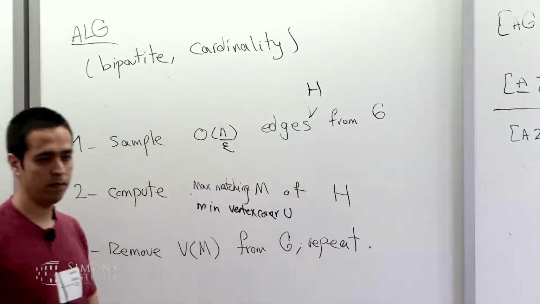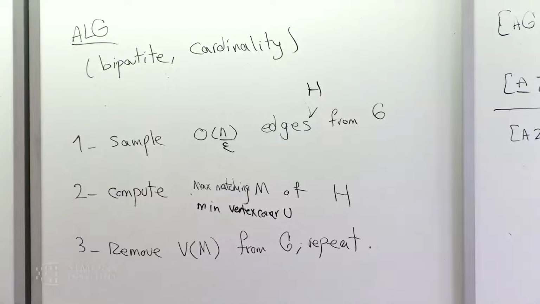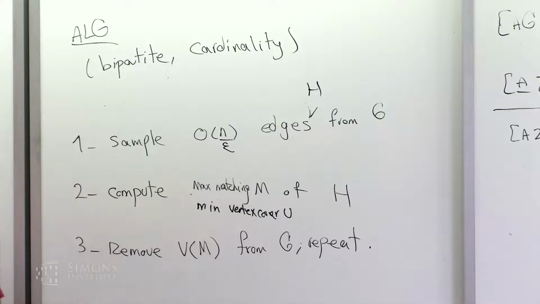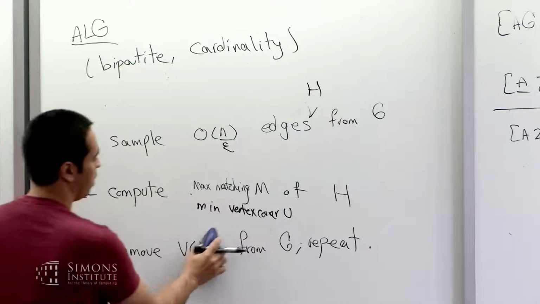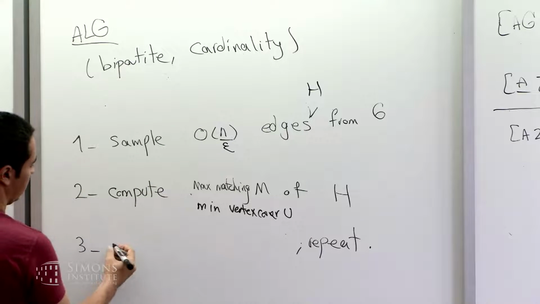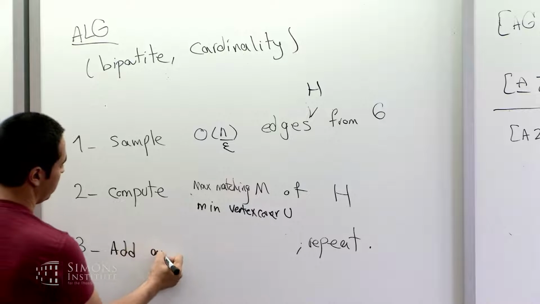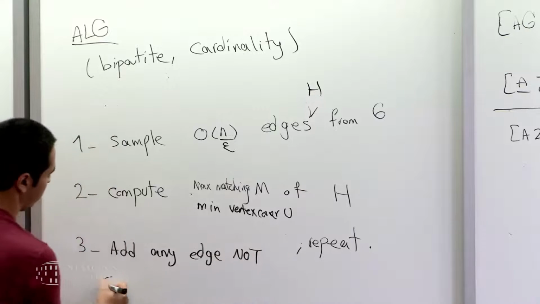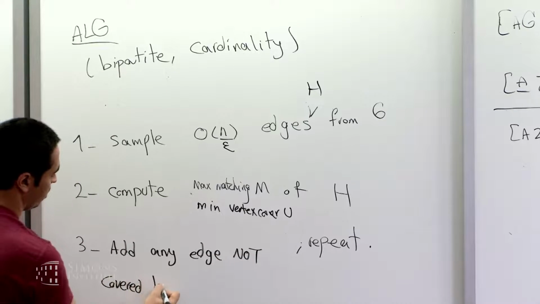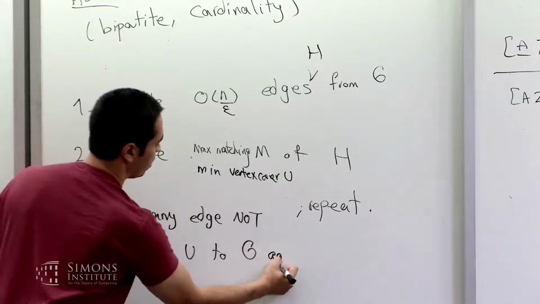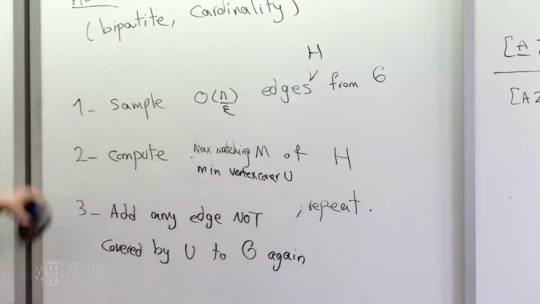Let's say U. Minimum vertex cover in a bipartite graph is the same as matching. They're dual of each other. Okay? So you can compute both of them. So you now have those things. Then instead of removing, add. So this is the entire algorithm.